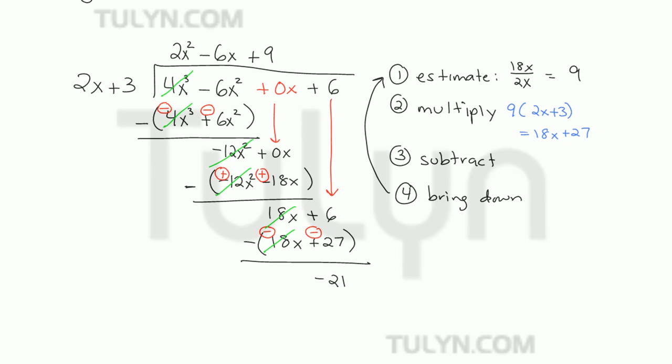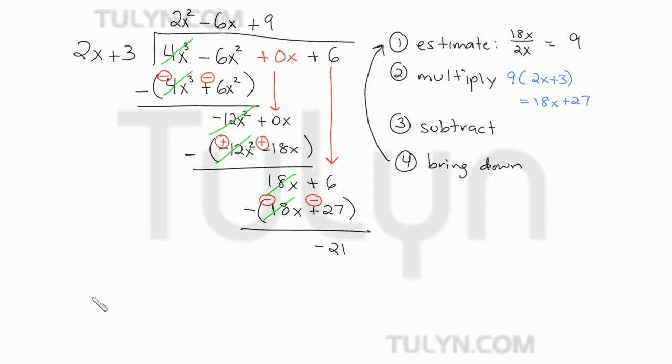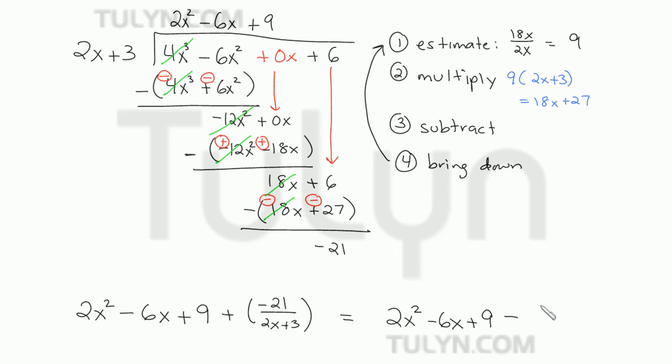And since we can't estimate anymore, our final answer is 2x squared minus 6x plus 9, plus the remainder over what was outside, so the original denominator. And this simplifies to 2x squared minus 6x plus 9 minus 21 over 2x plus 3.